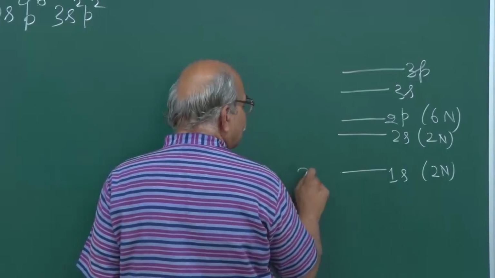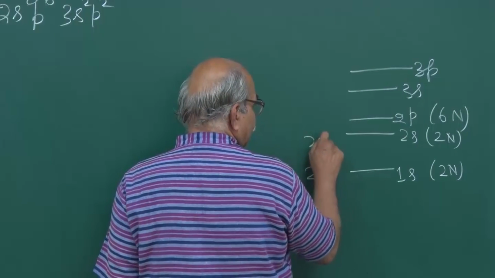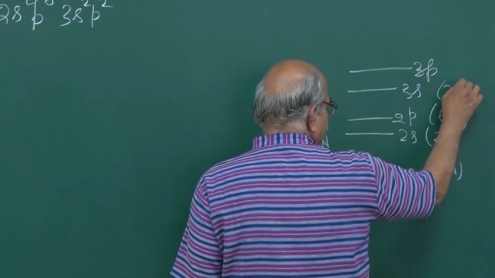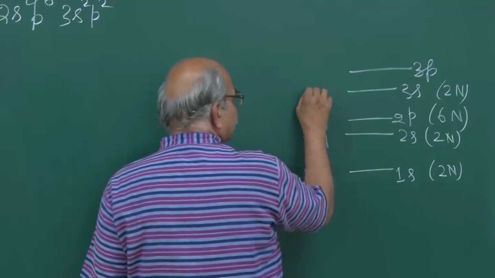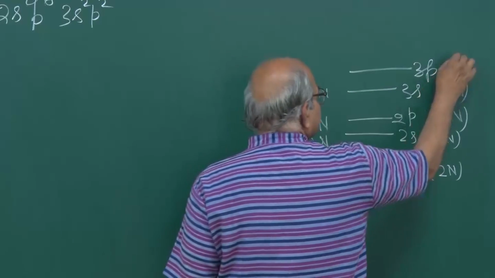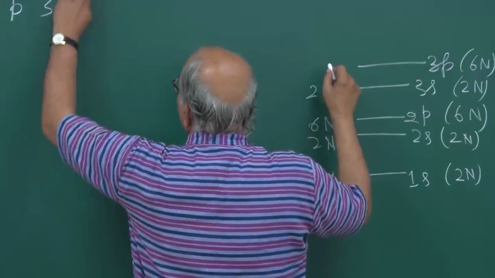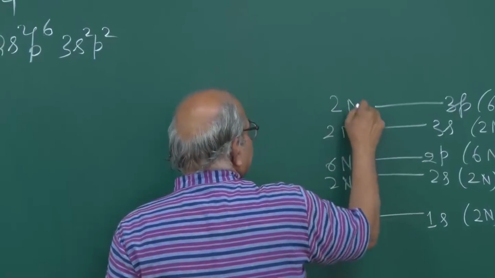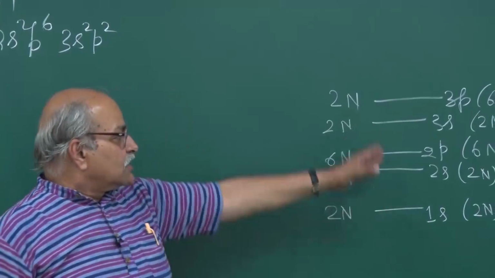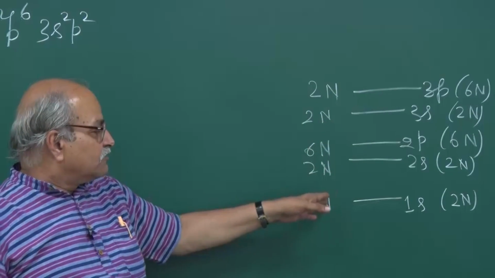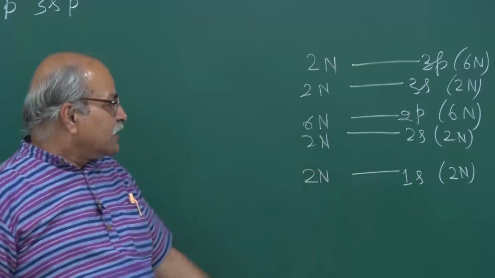These are all full. 3s, 2N quantum states. This is also full. And here you have 6N states, and only 2N will be filled. So this is how the structure will look, the occupancy of these quantum states will look like this.